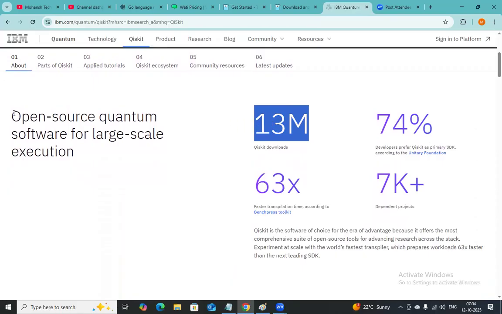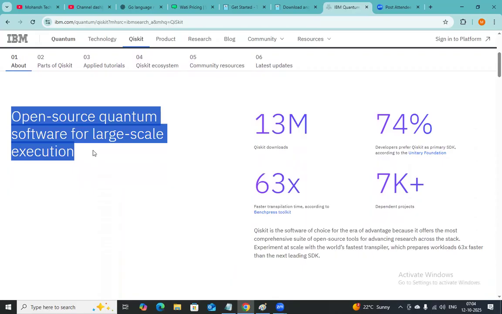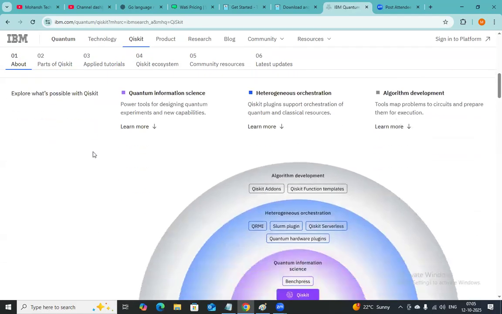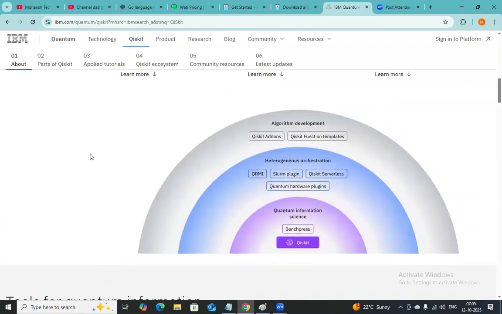Open source. Yeah, that is a very interesting thing. They are not actually charging money for the quantum computing Qiskit. Open source quantum software for large scale executions. You can download it free of cost, and it actually works with multiple layers. Qiskit has multiple layers.